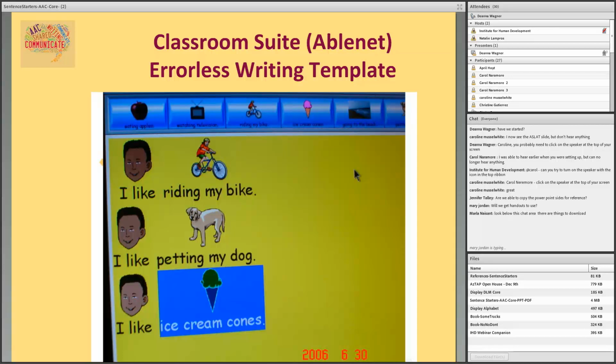The other thing is that there's not really an ending to this activity. So you might want to do errorless writing using the errorless writing template from Classroom Suite. You might want to think about how you're going to help the students come to an ending, or write their own ending for your writing activity.